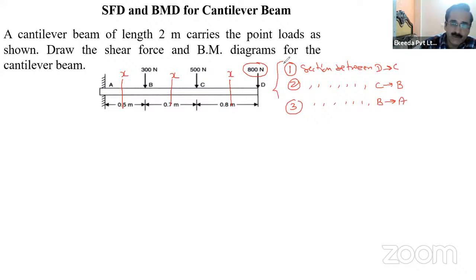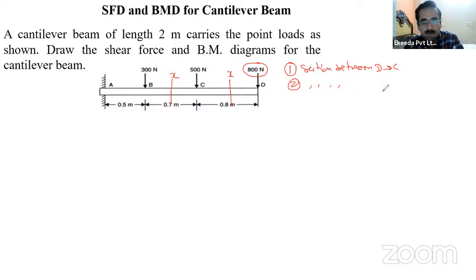So this question will be done in three parts basically, right? For the first part D to C, then the load is changing, that's why I am changing the section to C to B, and then again the load is changing and I will take the section between B and A, and this is how this question will be solved. Now we can solve this question.